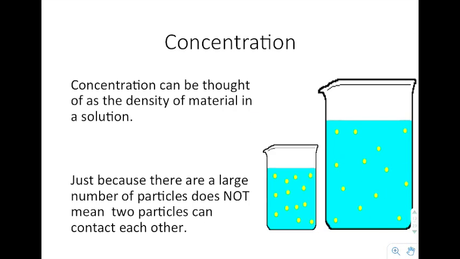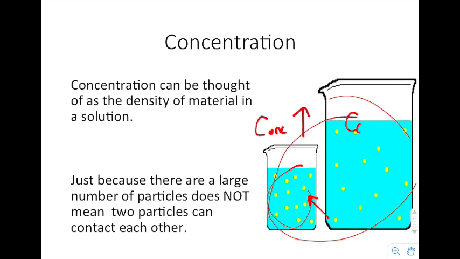Okay, next, we need to talk about concentration. Concentration is thought of as the density of the material. In other words, how much is there per unit of volume. For example, these two beakers have the exact same number of particles. But because this one has a much smaller volume, it's got a greater solute to solvent ratio. So the concentration in the small beaker is much larger than the concentration in the bigger beaker, even though the number of particles are the same. It has to do with the ratio of the number of solute particles per solvent particles.